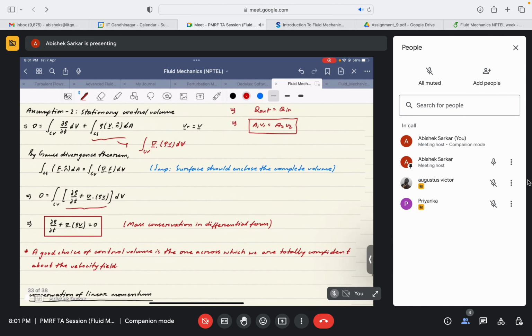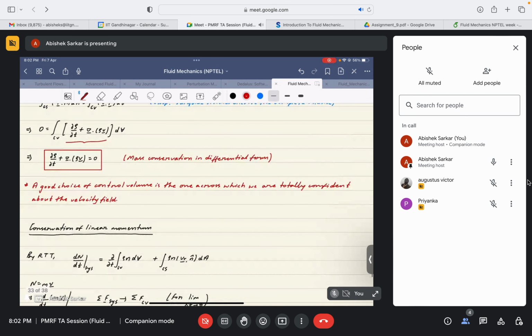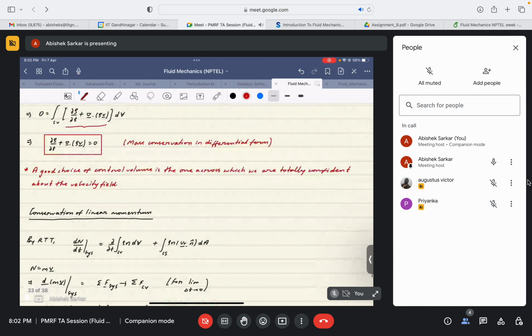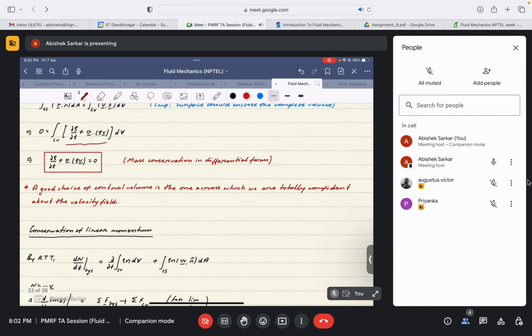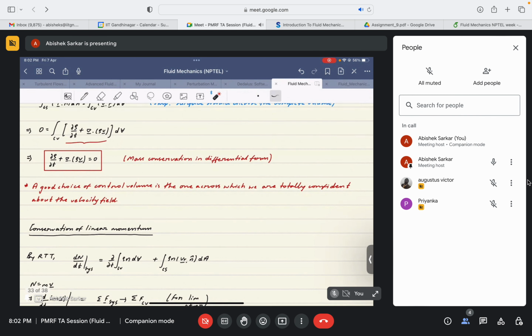Okay, so I guess this is clear up to this point. And again, as Professor Chakraborty rightly mentioned, a good choice of a control volume is the one across which we are totally confident about the velocity field. So it is a very essential point, and I emphasize to both of you to be very clear while selecting your control volumes for solving different fluid mechanics problems. So you should only choose the control volumes across which you know the velocity field, right?